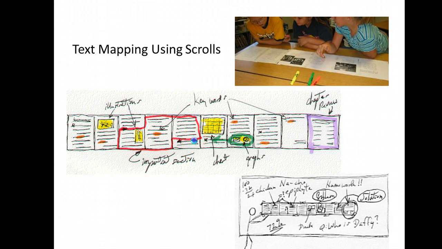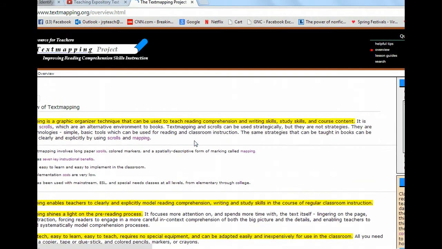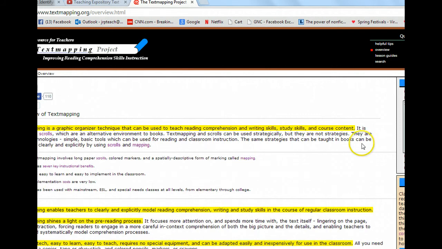I wanted to take you there first and make sure that you could see how to navigate the website, because it can be a little tricky. It's a very plain website. I think it's a very old website. But either here or here, this is the best place to go, the introduction. And this is the overview of text mapping with scrolls.